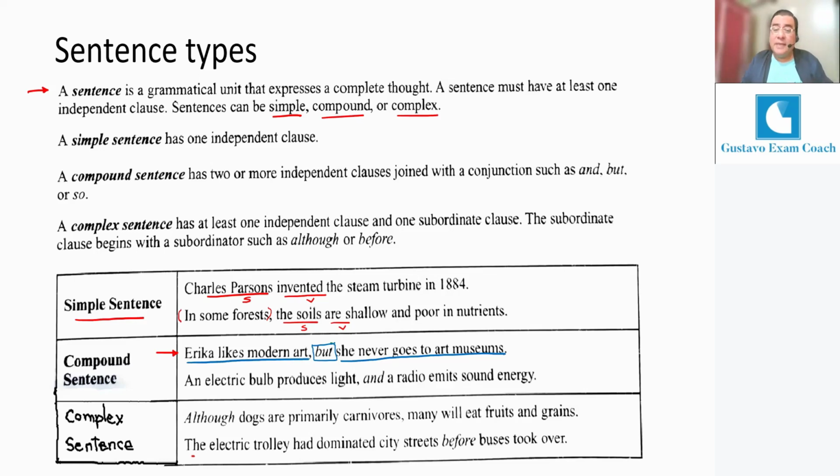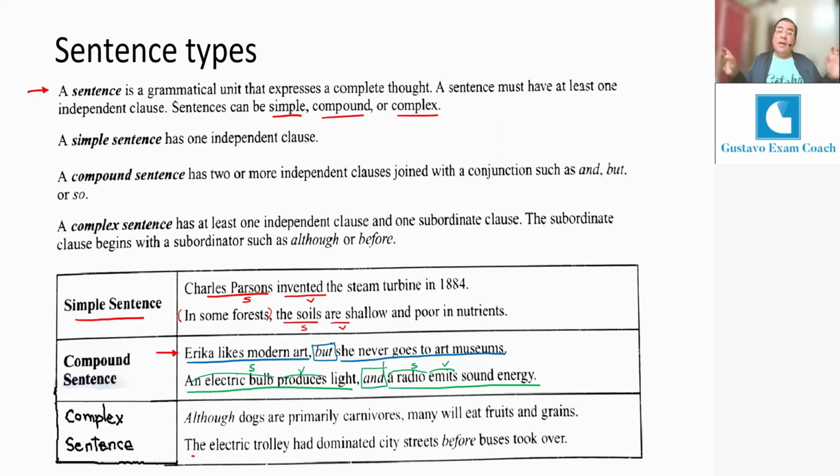Let's try another example. The next sentence says, an electric bulb produces light and a radio emits sound energy. All right, take a look. We have one independent clause here: an electric bulb produces light. And the second, a radio emits sound energy. We can identify, of course, our subject, electric bulb, and produces, the conjugated verb, right? And here the same: a radio, subject, emits, conjugated verb. These are two independent clauses and they are being connected by a conjunction, the word and.